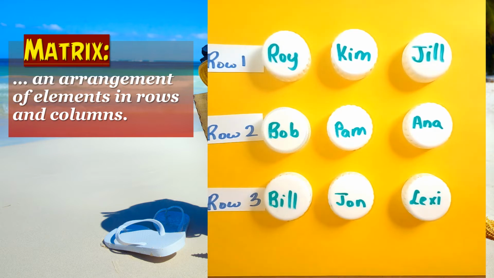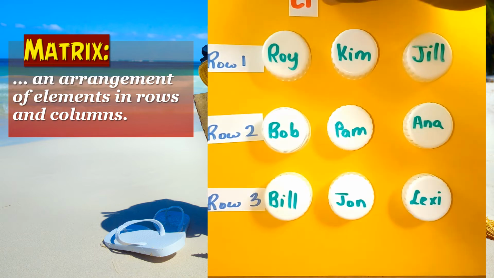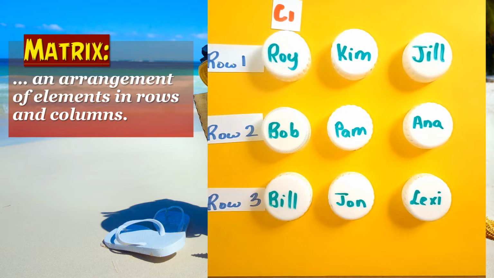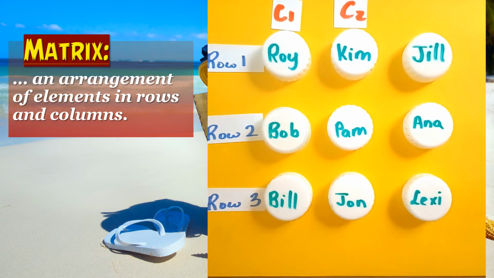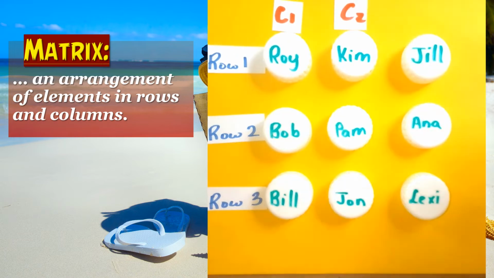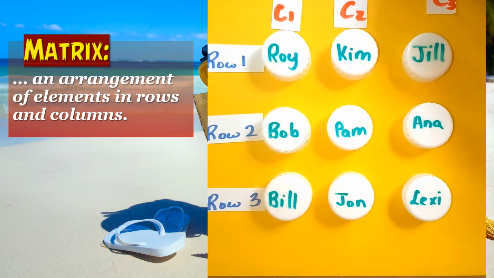Roy, Bob, and Bill are in column 1. That's what I call C1. Kim, Pam, and John are in column 2. That's what I call C2. And Jill, Anna, and Lexi are in the final column of this one, which is C3.